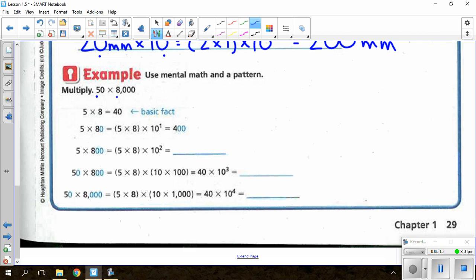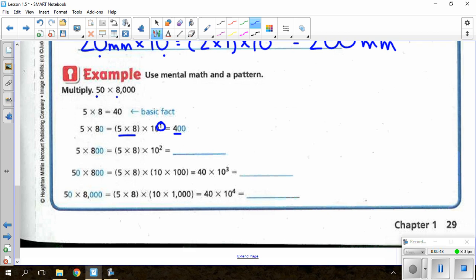Now, when we multiply this basic fact, we have to remember that this basic fact ends in a 0, so you are going to have one extra 0 according to your exponent. So if I go down to the 5 times 80, my 5 times 8 gives me this 40 right here, and then my exponent of 1 adds on an additional 0 behind that 40. So 5 times 80 would be 400.